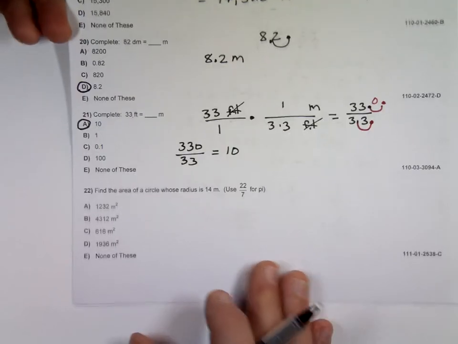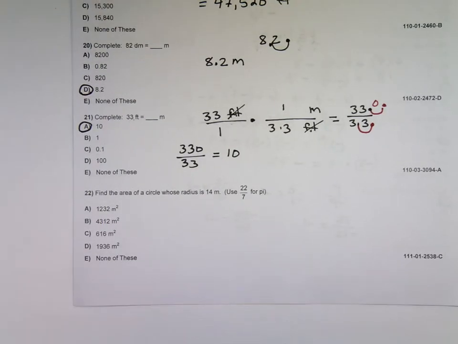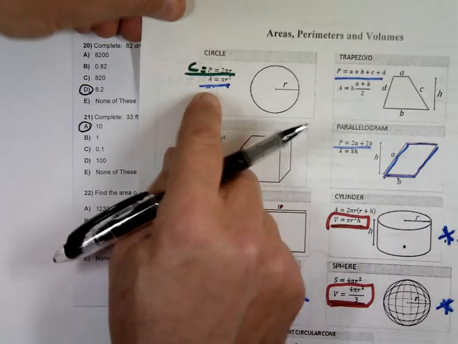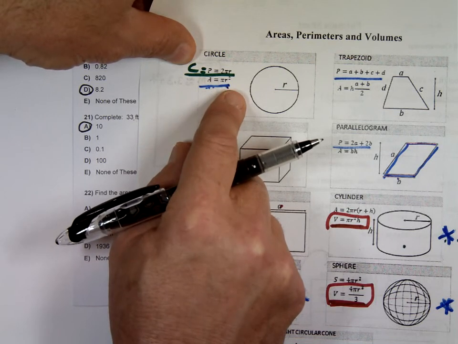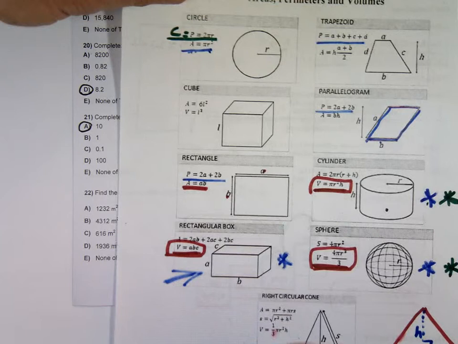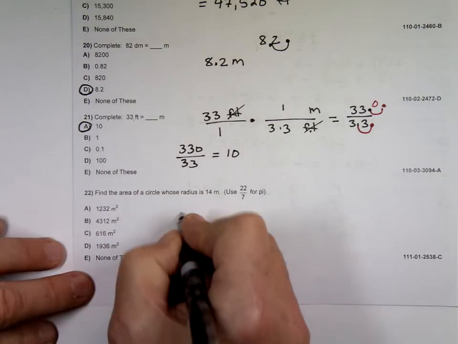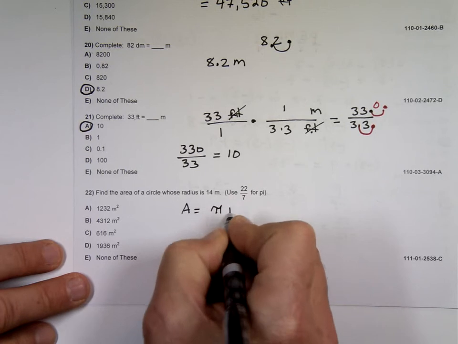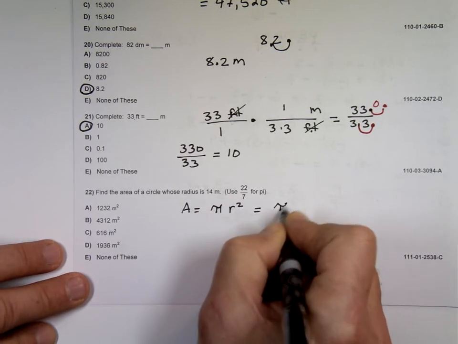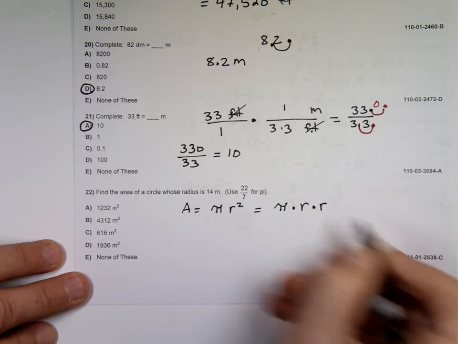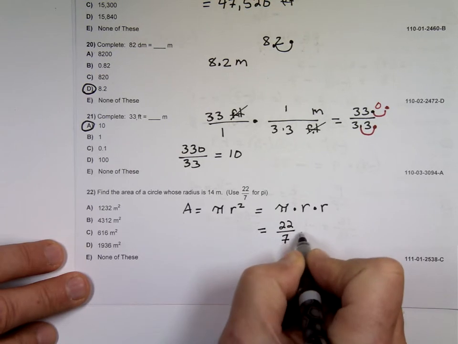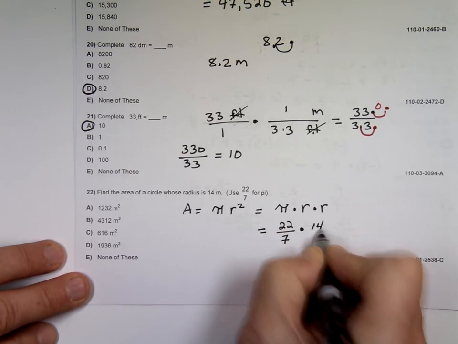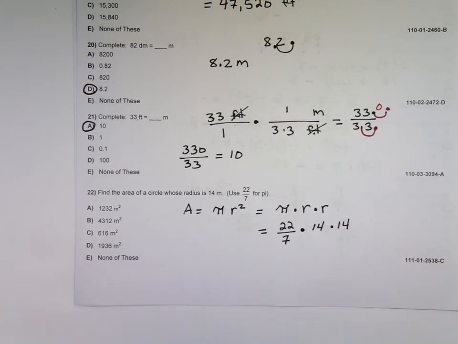Find the area of a circle. Again, you don't have to scratch your head, thinking you forgot to memorize it. Right here, the area of a circle is what? Pi r squared. That cheat sheet has it. Area equals pi r squared. Now the r squared means r times r. And it says for pi, use 22 over 7 here. And what was r for this example? Is it 14? So times 14 twice.